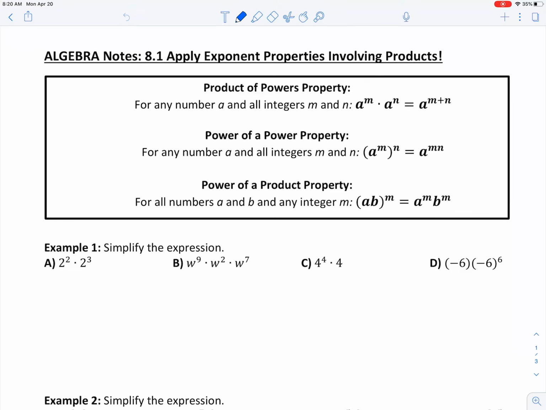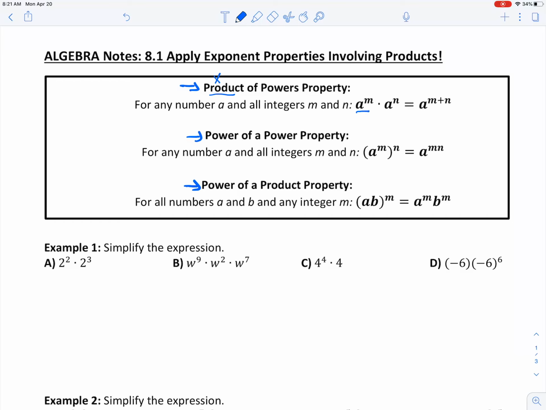We're doing lesson 8.1, which is on applying exponent properties involving products. So we've got three different properties at the top of our notes. The first one is called the product of powers property. That word product means to multiply.